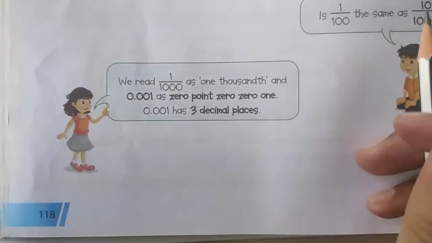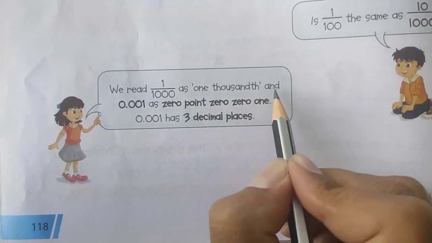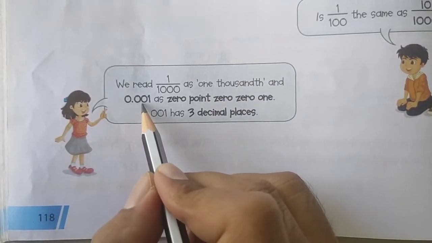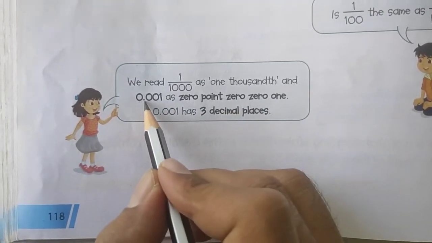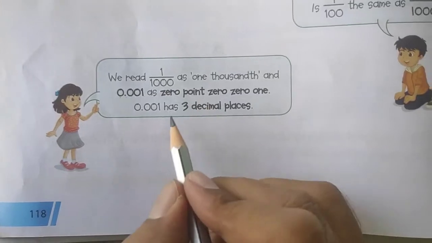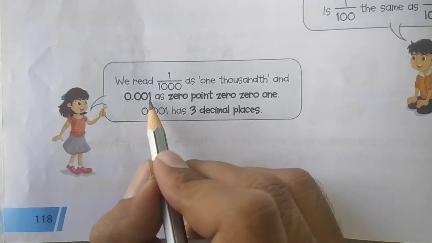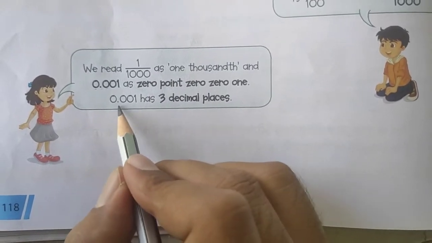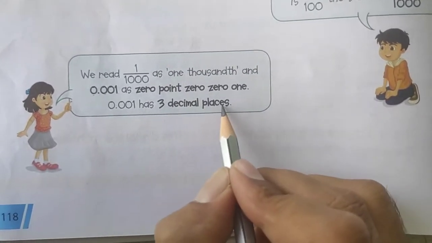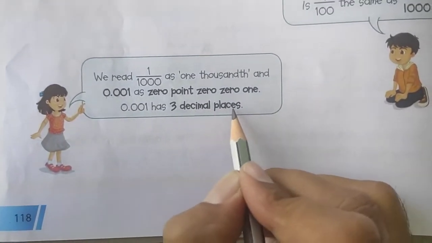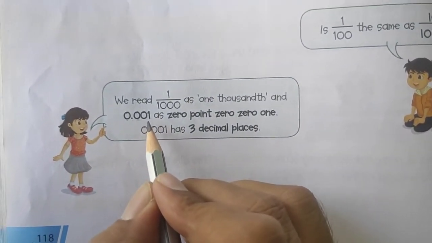See, that part is given here. We read 1 upon 1000 as 1000th, and how do we read this? 0.001. And how many positions are on the right hand side? See 1, 2, 3. 3 digits are coming. So here it is given: 0.001 has 3 decimal places. Why 3 decimal places? Because 3 digits are there on the right hand side of the decimal point.